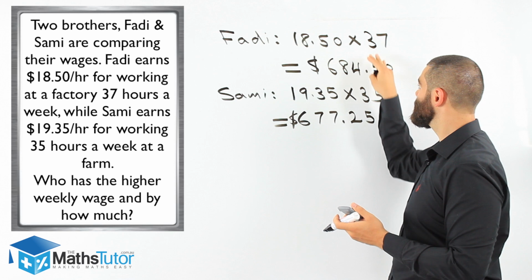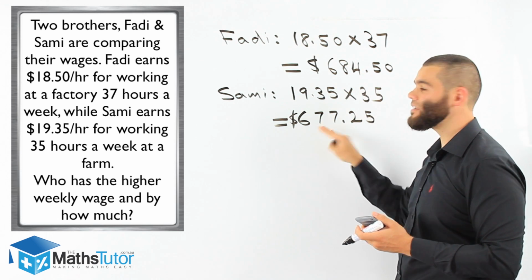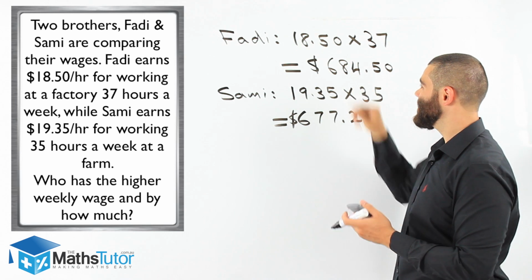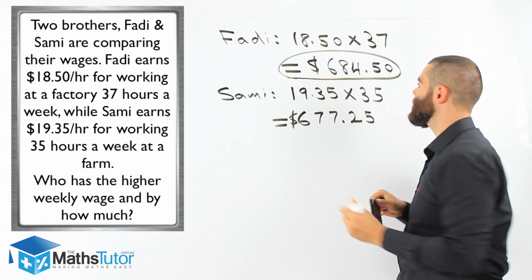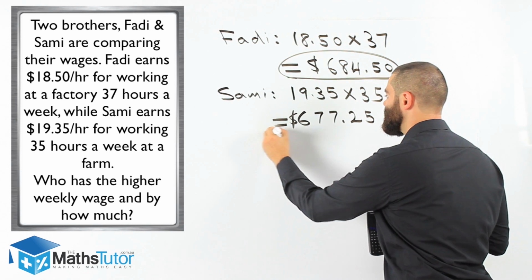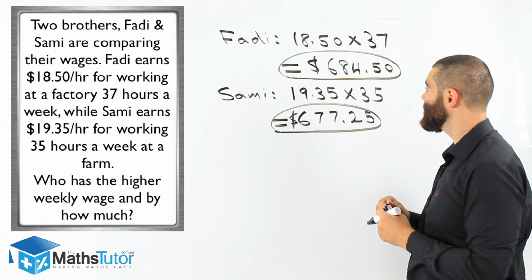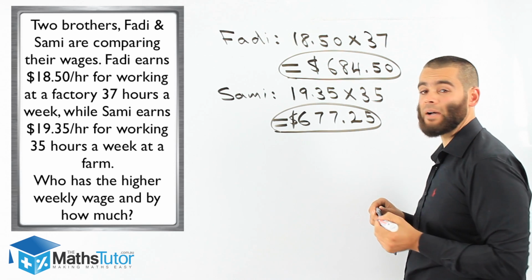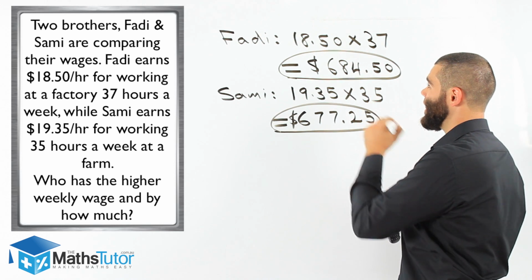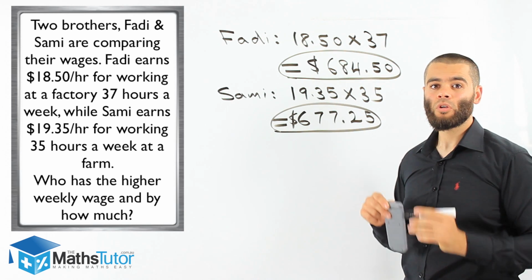Fadi works 2 hours extra. Fadi earns more than his brother Sammy. So Fadi is the one who earns more. He earns $684.50, while his brother earns $677.25. So we can clearly mention that Fadi earns more. Now, by how much? Well, how much does he earn more by? We take away the two incomes.